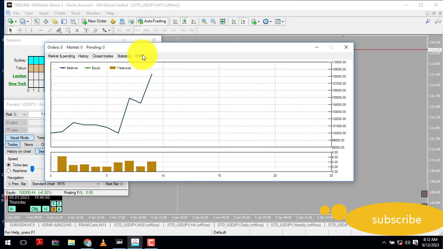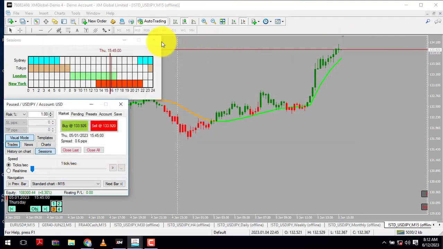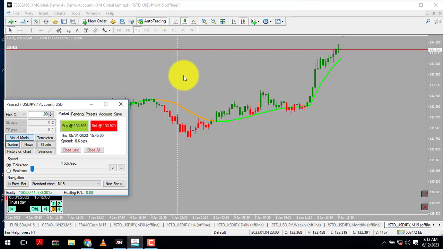So you can look at the graph. This is how the graph looked, and if you have many trades, it would smoothen out. So I know this is a positive expectancy system, and you can get it from the link in the description.